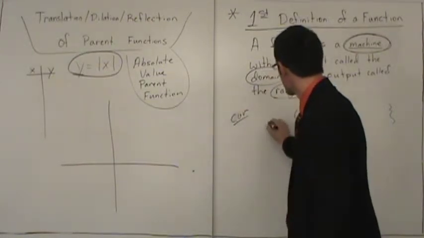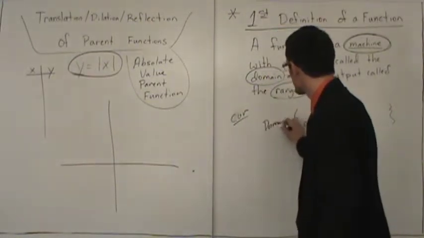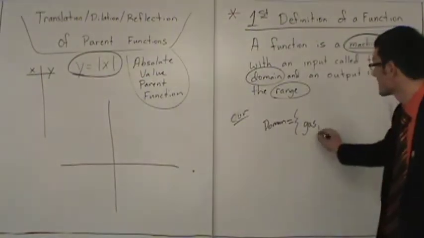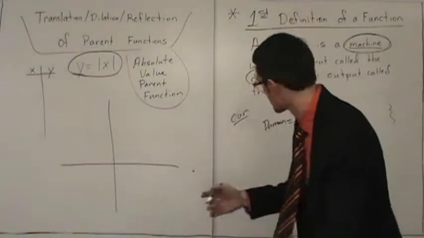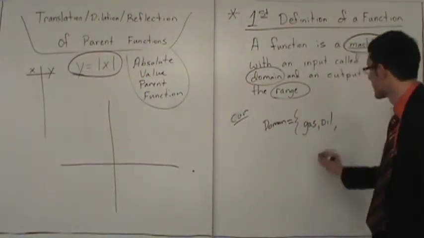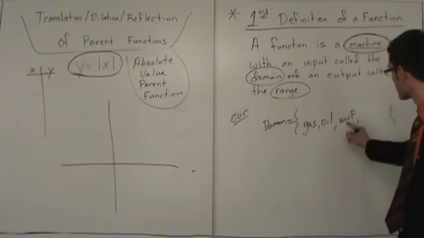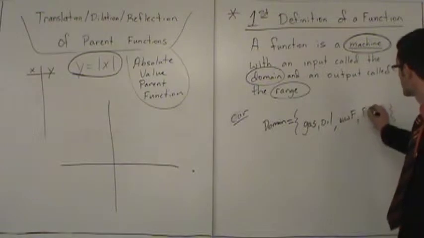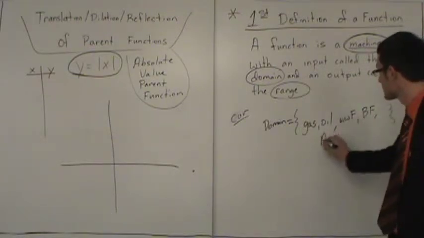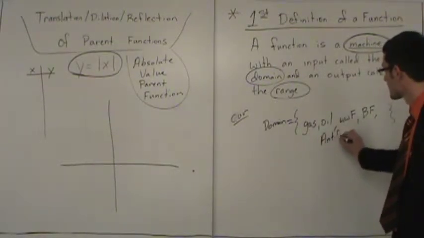Car is the function itself. We're writing the domain of car. Domain is equal to what? Gas goes into a car. What else goes into a car? Hopefully say oil. What else goes into a car? Windshield wiper fluid. Okay, what else goes into a car? You might say brake fluid. Okay, what else? Antifreeze.